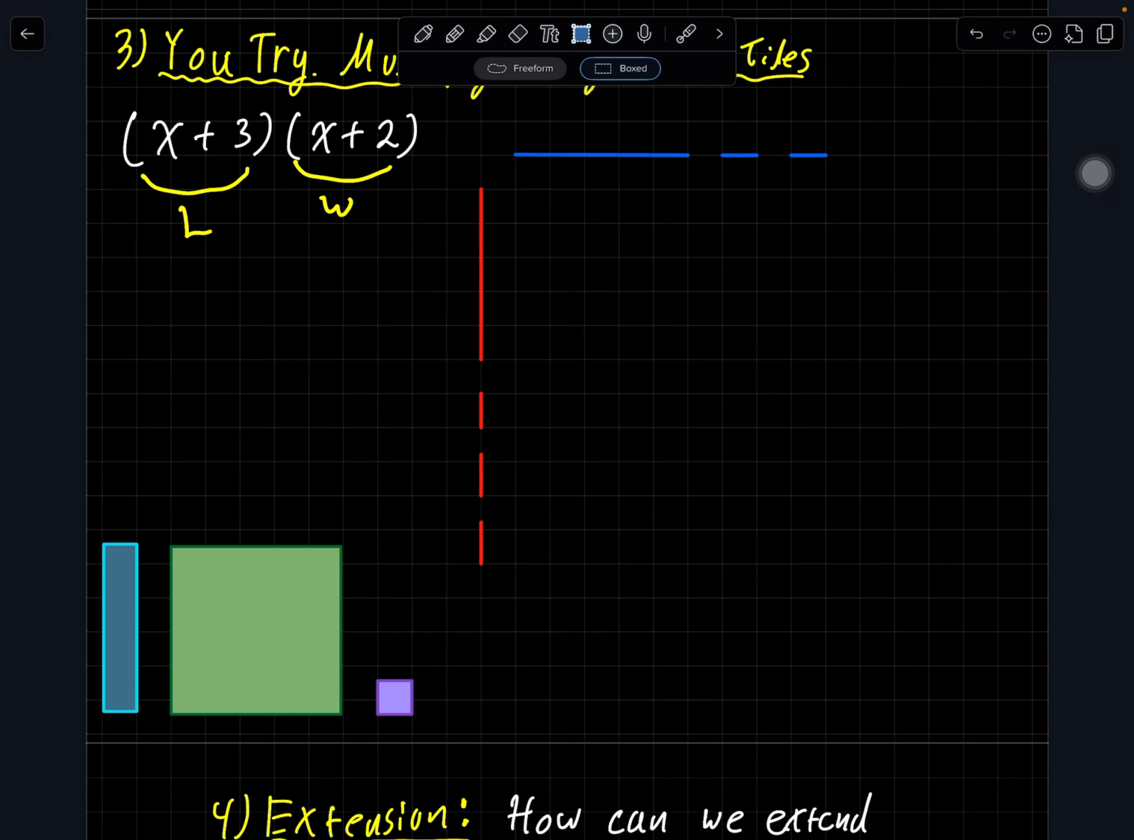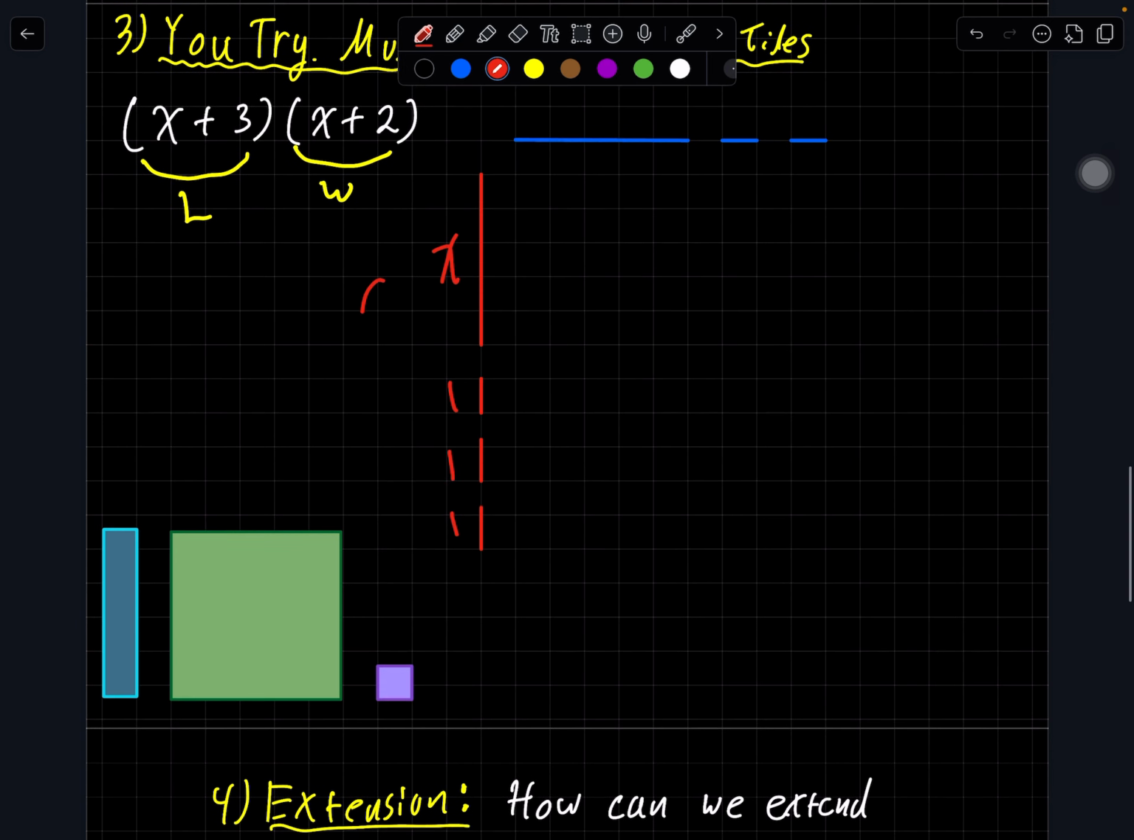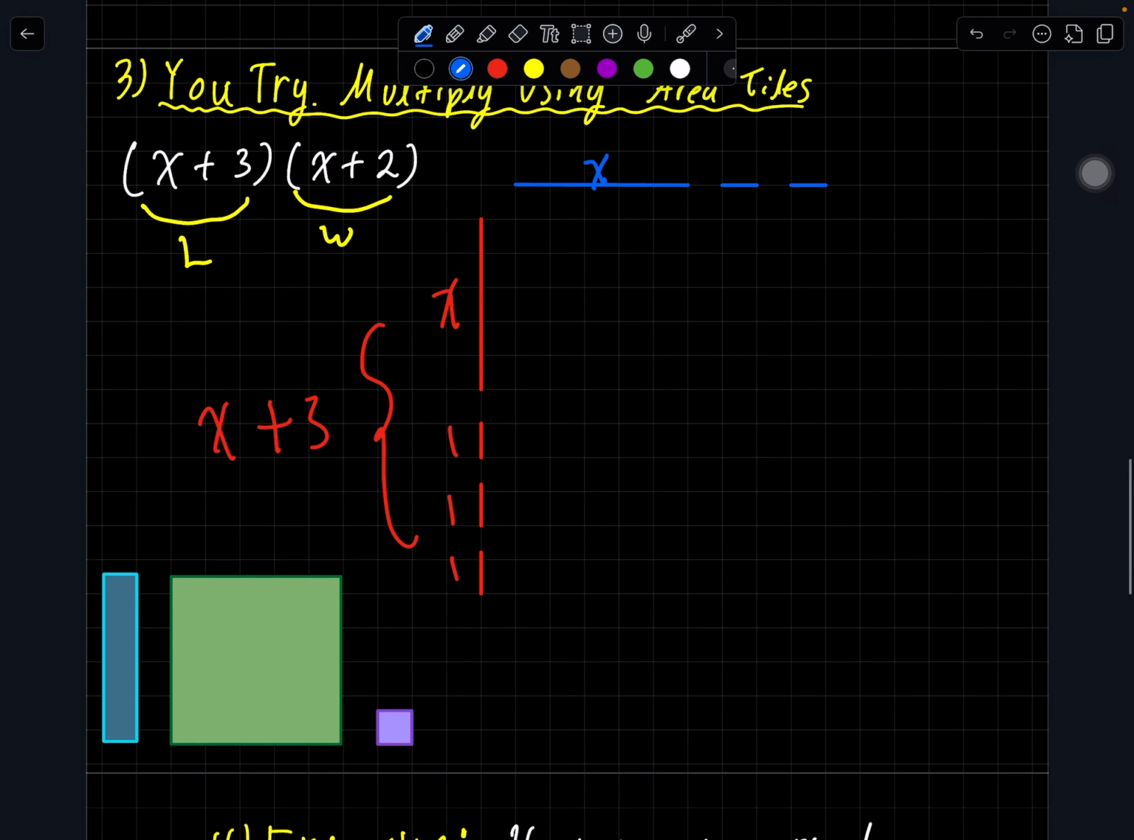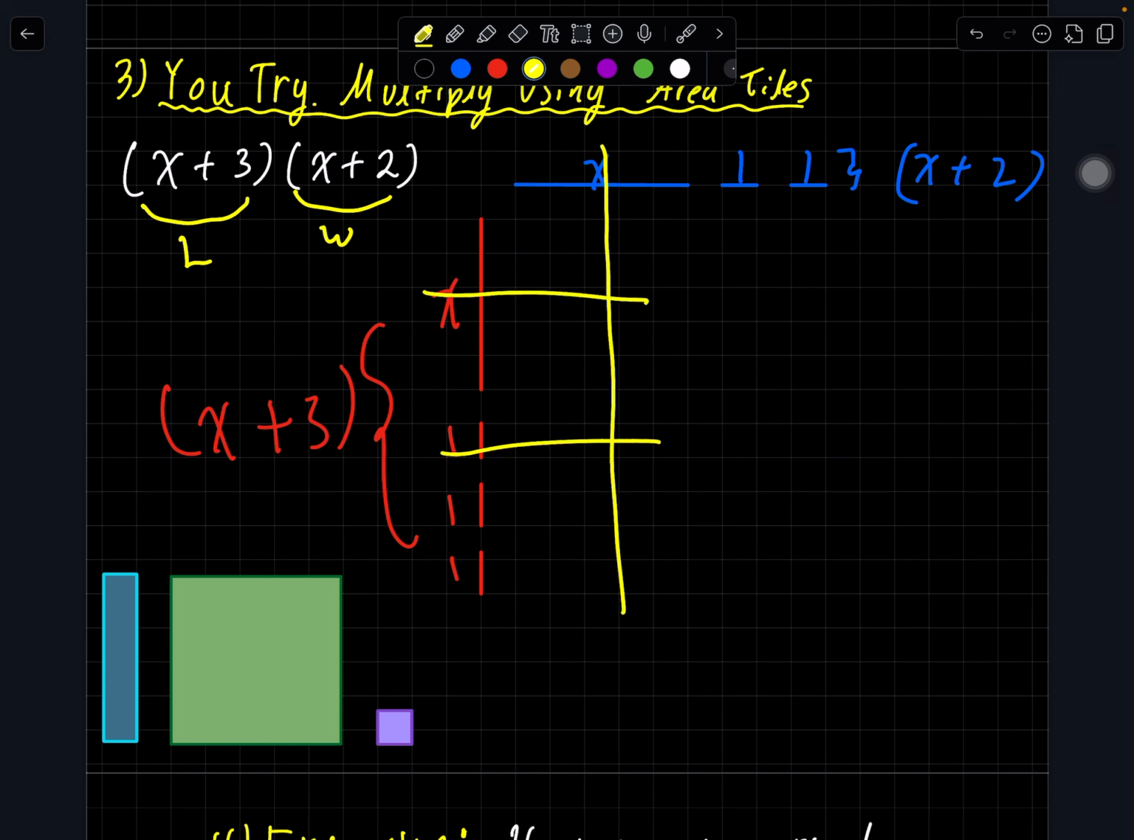So now, let me just label these. This is x plus 1 plus 1 plus 1, which all together creates x plus 3. And then on top we have x plus 1 plus 1, which means we have a width of x plus 2. So just as we've done before, we're going to go down and see what we have to multiply by.